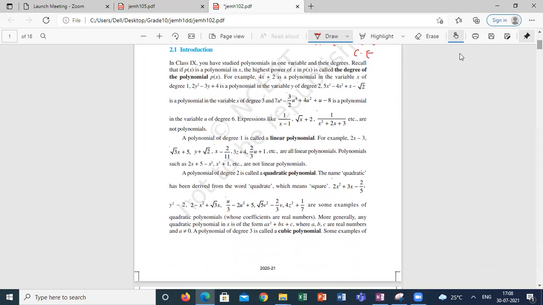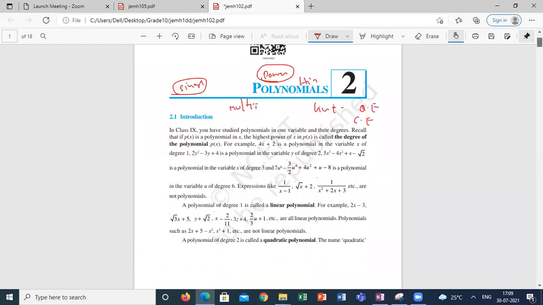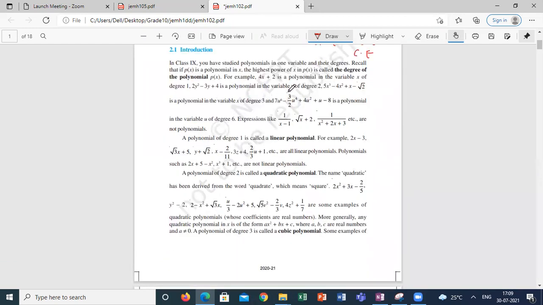The highest power is known as the index of the polynomial. So a linear polynomial is a single variable polynomial of degree 1. All these are linear polynomials: only one variable with highest power 1. And these are quadratic polynomials. This is a cubic polynomial.